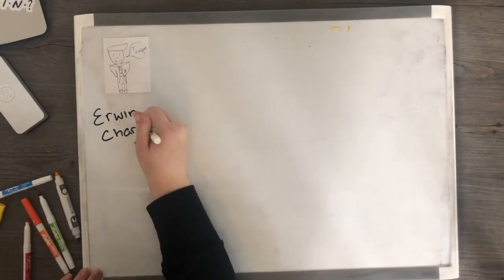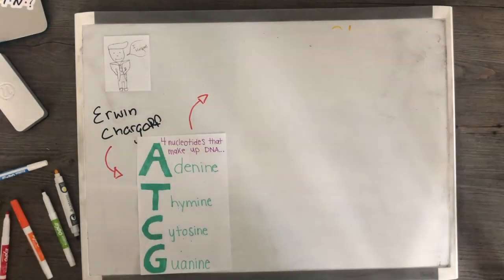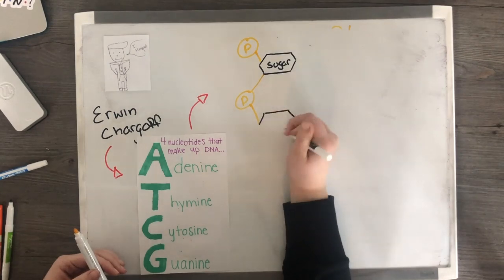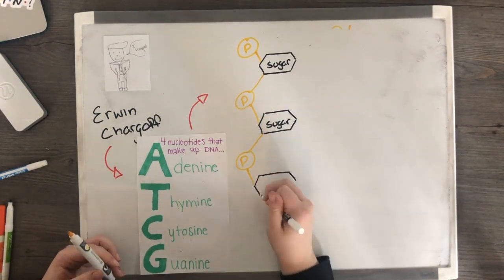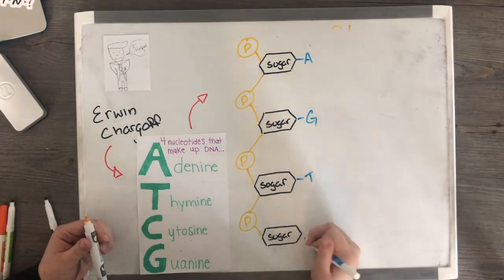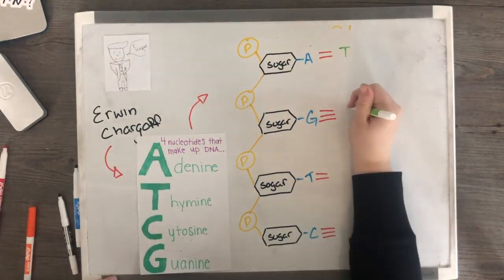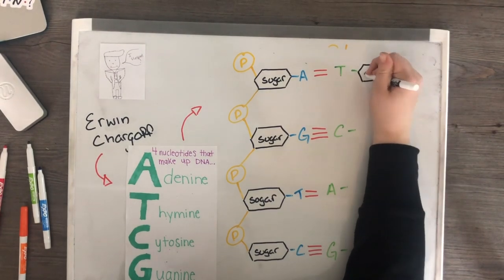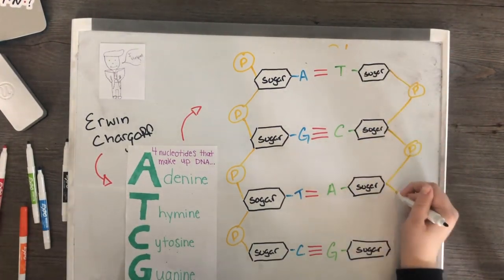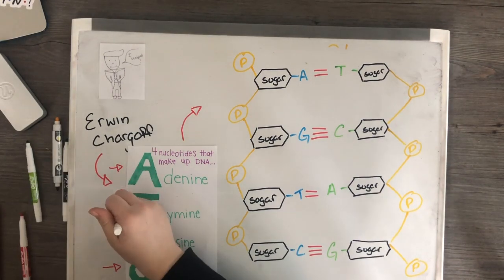Erwin Chargaff is to thank for discovering the 4 types of nitrogenous bases found in DNA, which are called guanine, adenine, thymine, and cytosine. They bond together through hydrogen bonds. Adenine always pairs with thymine with 2 hydrogen bonds, while guanine always pairs with cytosine with 3 hydrogen bonds. Adenine and guanine are called purines because they have double rings, while thymine and cytosine have a single ring, so they are called pyrimidines.